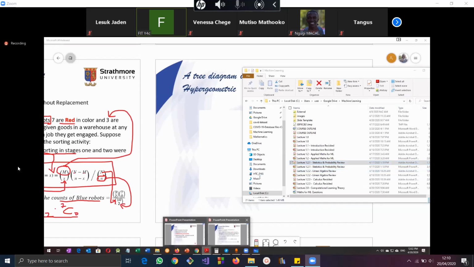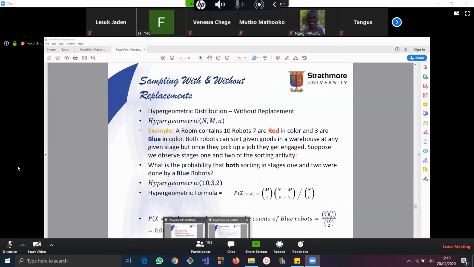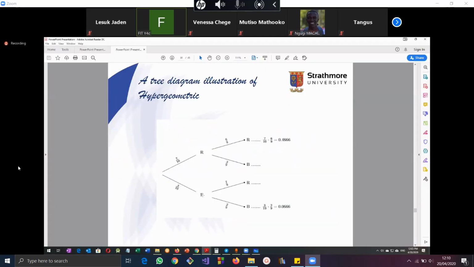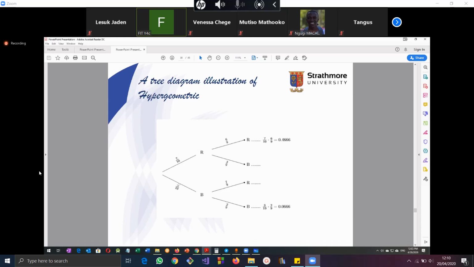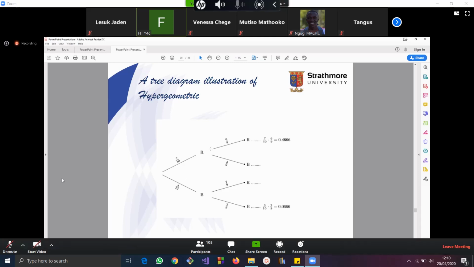Yes, so all the way down. Yours looks like this, and you can actually see down here. When you're doing it without replacement, when you're starting the first sample, the probability of getting a red is 7/10. 7 is the number of robots which are red. After picking a red robot, the probabilities change immediately.